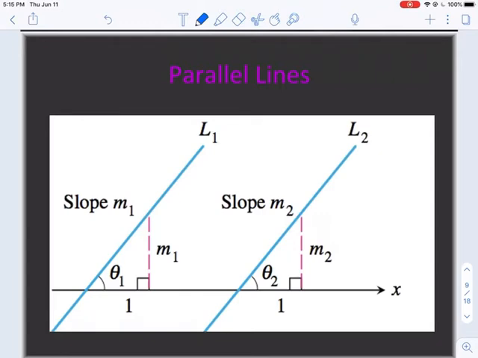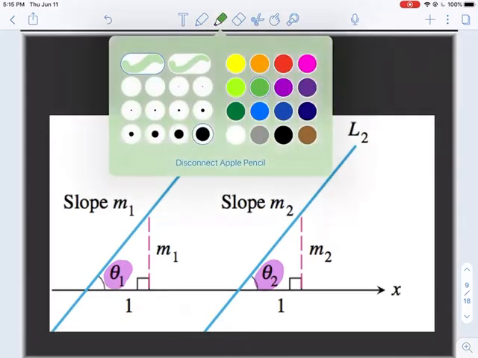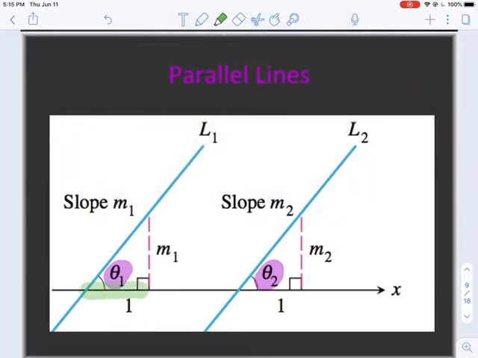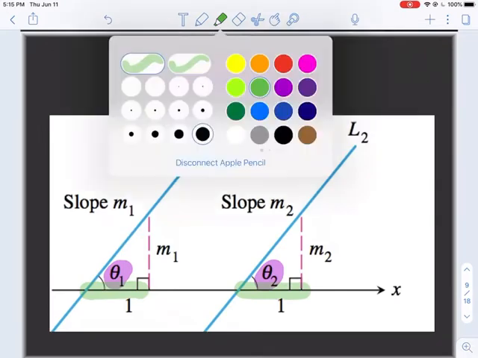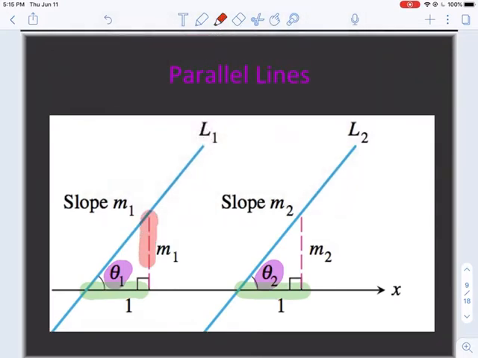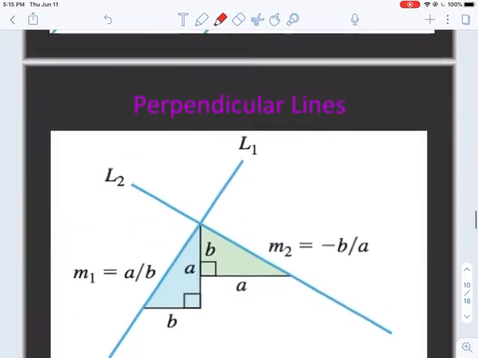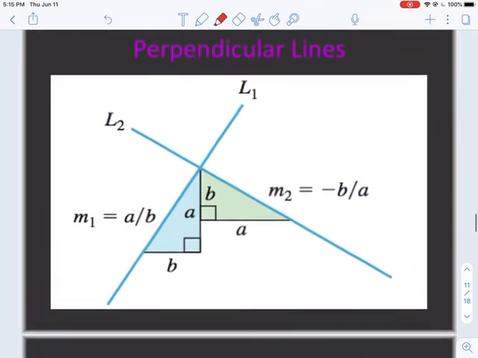You also have this little angle, referred to as the angle of inclination. You can see that if you go 1 unit out in both cases, the rise is then your slope. In this case, m1 will be equal to m2 if the two lines L1 and L2 are parallel. Moving on from there, we also have the relationship between perpendicular lines.